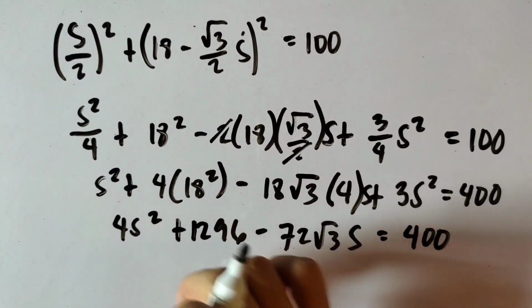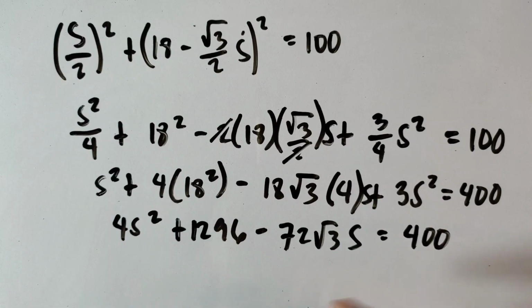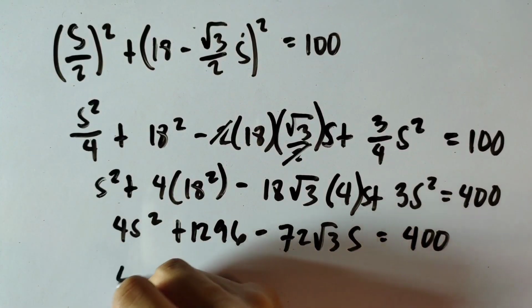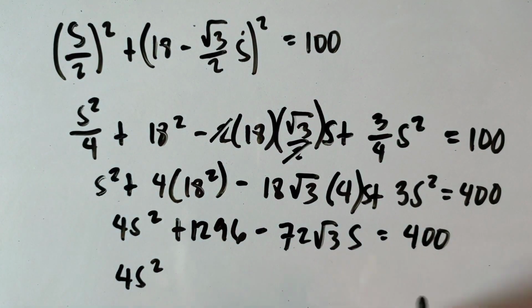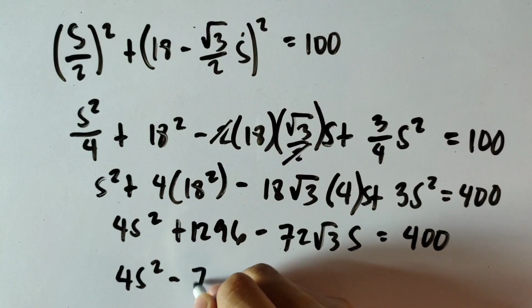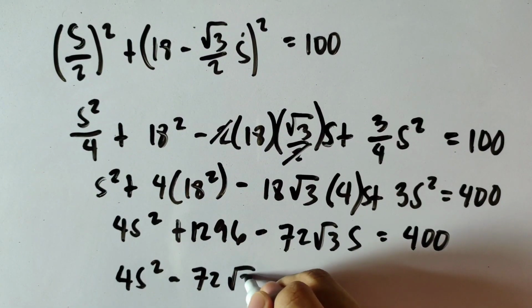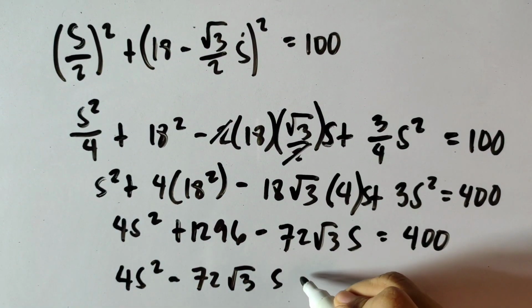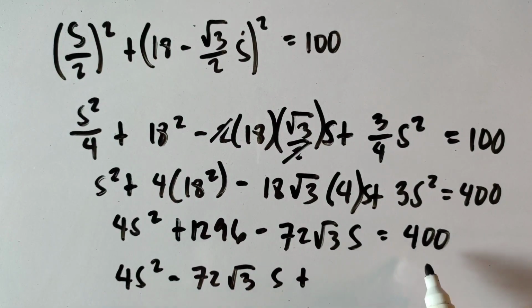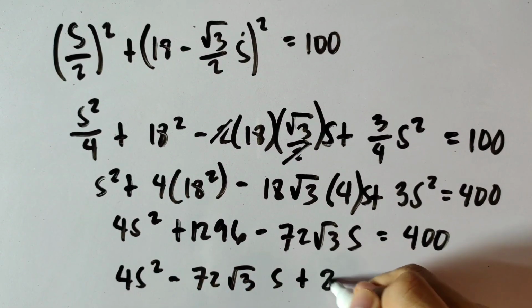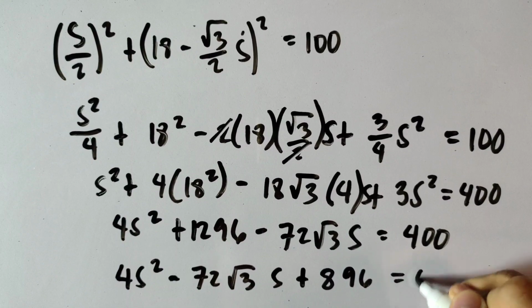So ilagay natin lahat to sa isang side. So ilipat natin itong 400 sa kabila. Tapos i-arrange na natin sa general equation ng quadratic equation. So meron tayong 4s squared minus 72 square root of 3 s plus, so i-minus natin yung 400 dito, maging 896 is equal to 0.